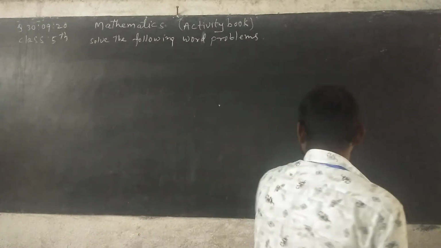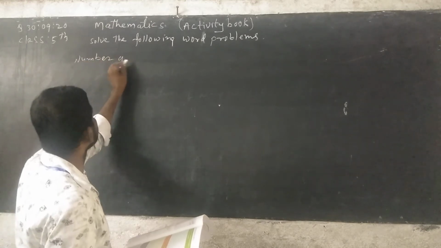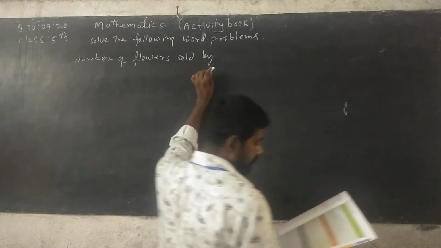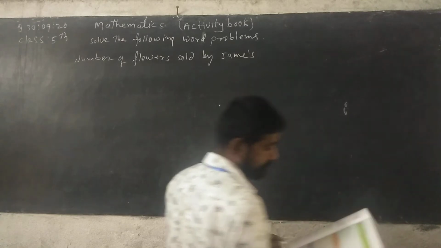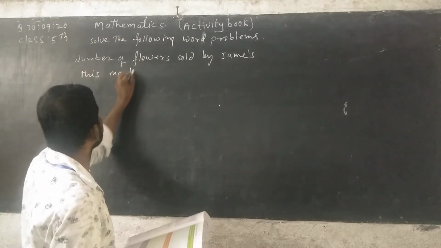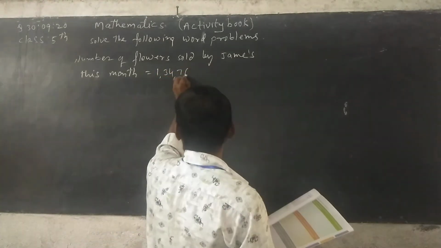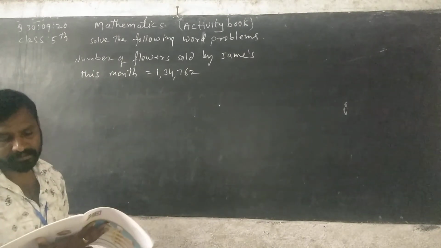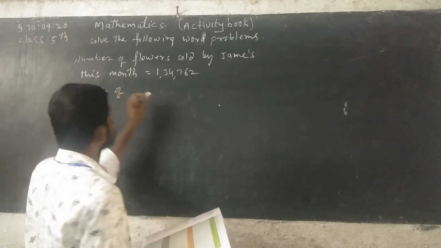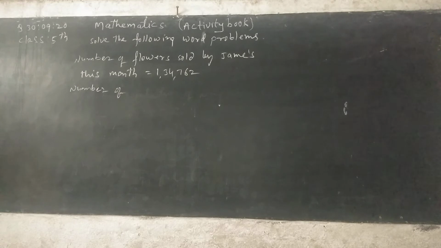Then here, the number of flowers sold by James this month is equal to 1,34,762. Next, the number of flowers.